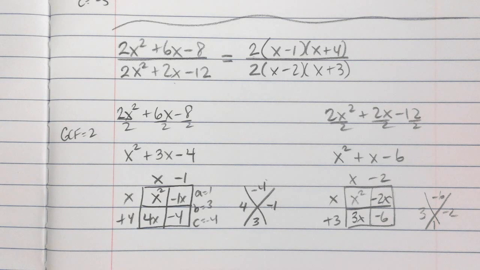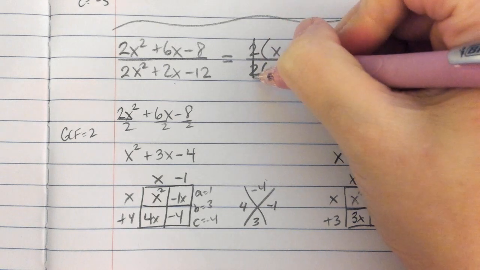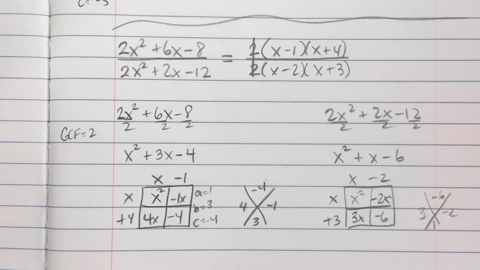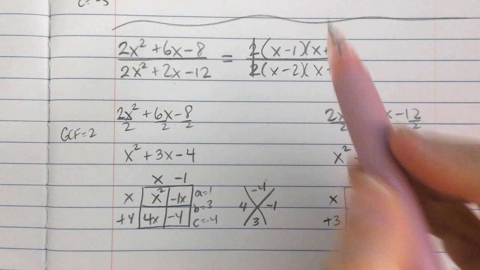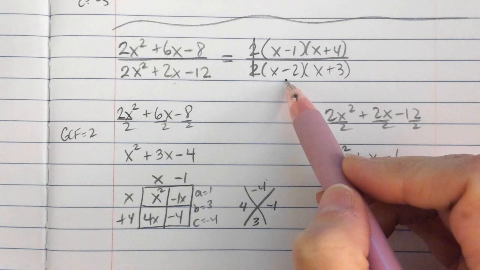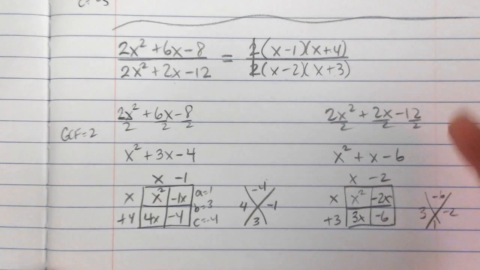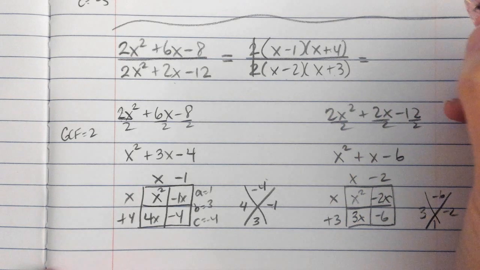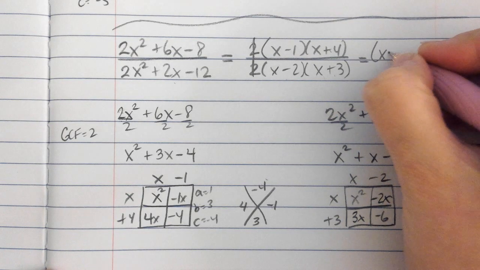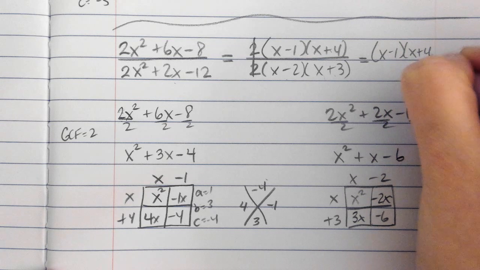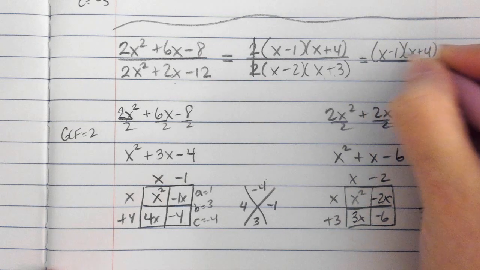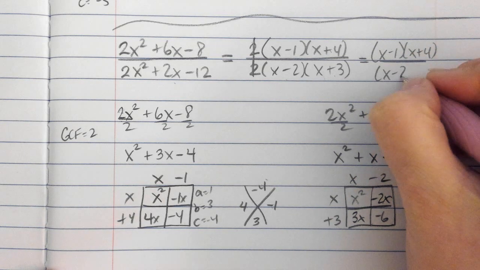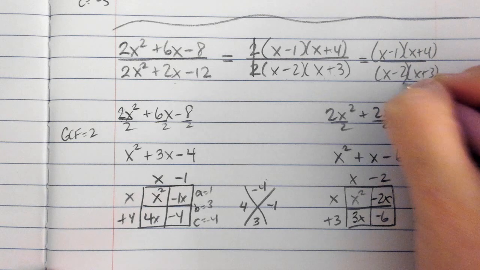Now, if you look at this, I see right away that I can cancel out the 2's. Do I have anything else in common? No. I have an x minus 1. I don't have another one of those. I got an x minus 2, an x plus 3, and x plus 4. They don't have anything else in common. So my answer is either x minus 1, x plus 4 over x minus 2, x plus 3.